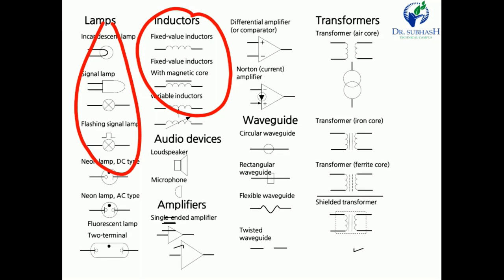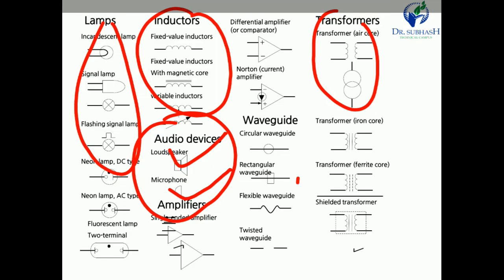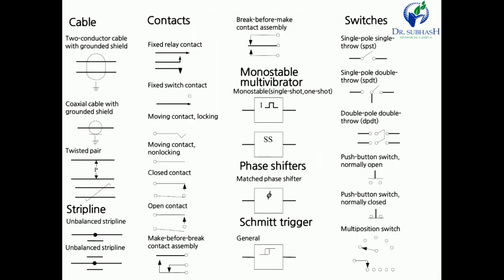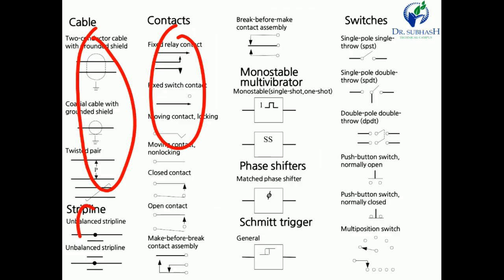Then audio devices. There are two main audio devices, loudspeaker and mic. For the mic, you have to draw this symbol, and this is the symbol of the loudspeaker. Then amplifier, and then transformer. These are all the basic symbols. You have to remember all the symbols of the electronic devices. Then different cable, contactor, strip line.